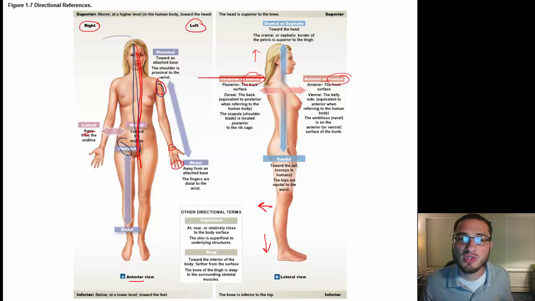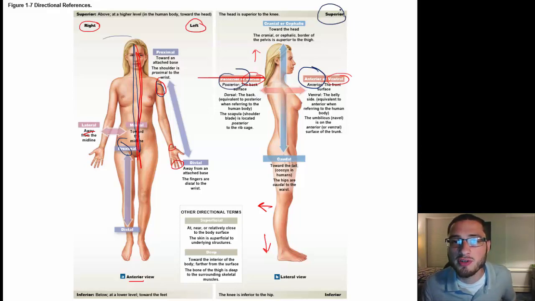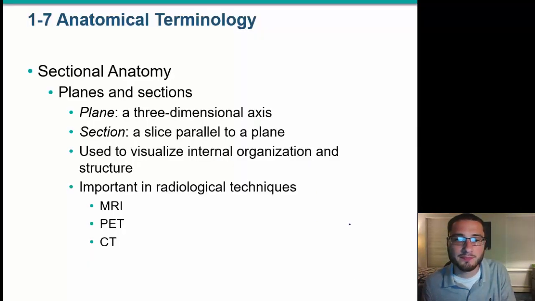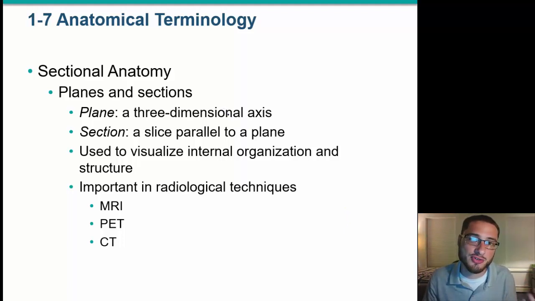A lot of times with humans, we're going to use anterior, which is towards the front, posterior is towards the back, and we're going to talk about superior towards the top and inferior towards the bottom. You also have deep and superficial. Superficial is going to be towards the outside of the body. Your skin is superficial to the muscles, and your muscles are deep to the skin. It's further in than the skin is.